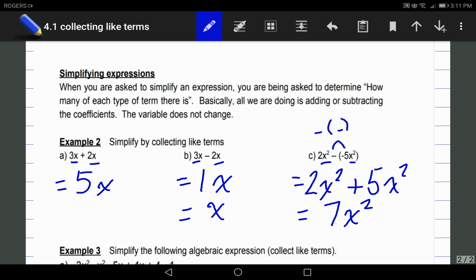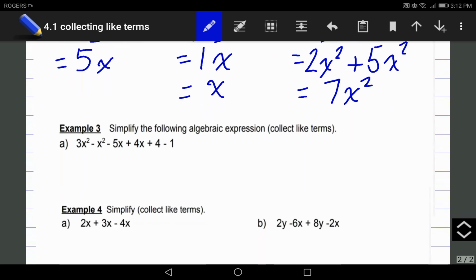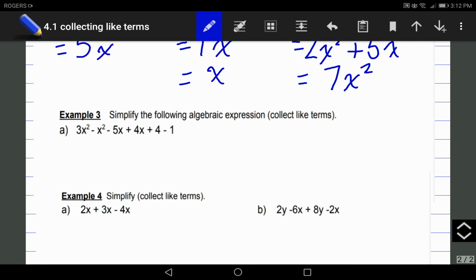Again, the instructions are to simplify. We're not solving. This isn't called solving anything. We are simplifying. We are simply taking an expression and making it more efficient, right? So instead of saying 2x squared minus negative 5x squared, we can just say 7x squared. So we're just taking these expressions and making them more efficient. And in doing so, we're practicing these algebra rules. Okay, let's keep going to something a little bit more challenging.